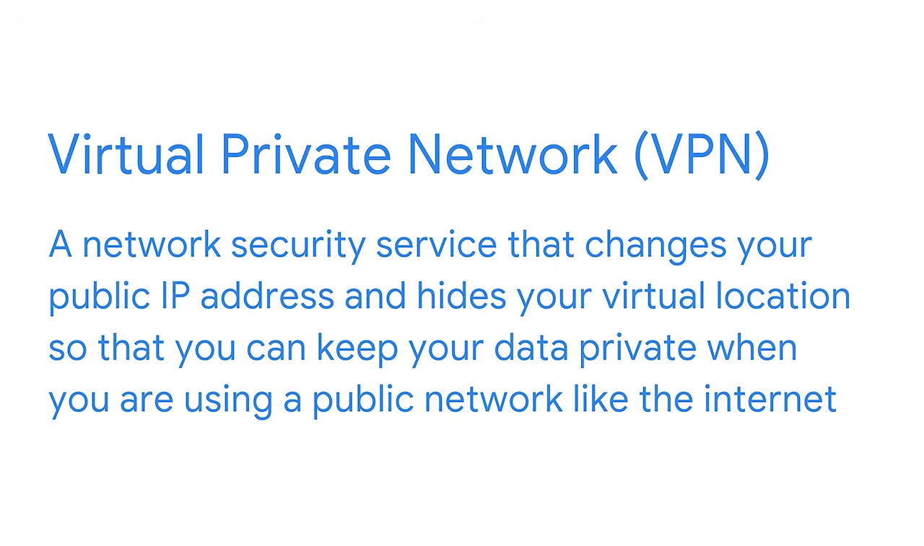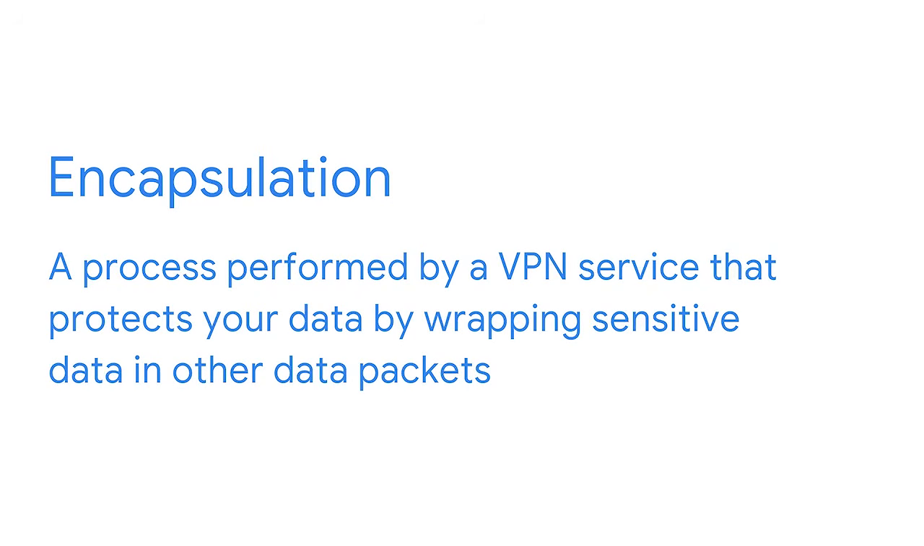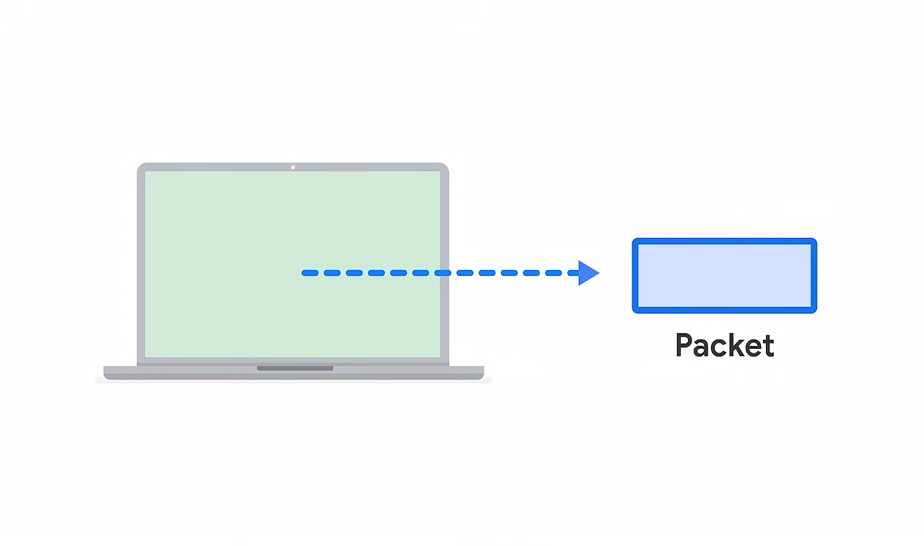A virtual private network, also known as a VPN, is a network security service that changes your public IP address and hides your virtual location so that you can keep your data private when you're using a public network, like the internet. VPNs also encrypt your data as it travels across the internet to preserve confidentiality. A VPN service performs encapsulation on your data in transit. Encapsulation is a process performed by a VPN service that protects your data by wrapping sensitive data in other data packets. Previously, you learned how the MAC and IP address of the destination device is contained in the header and footer of a data packet.